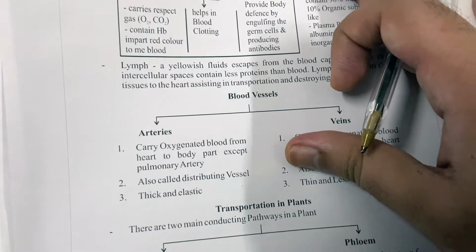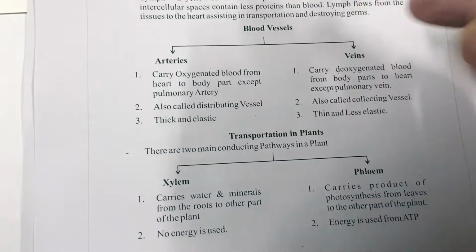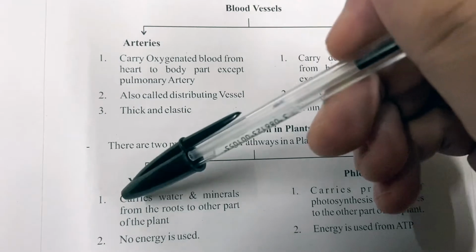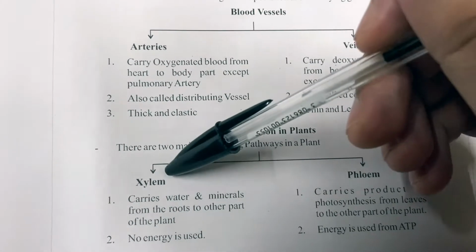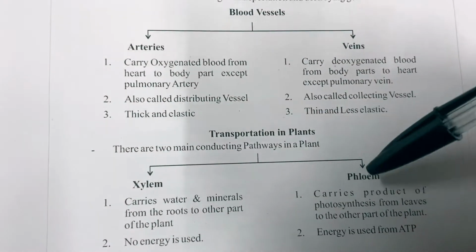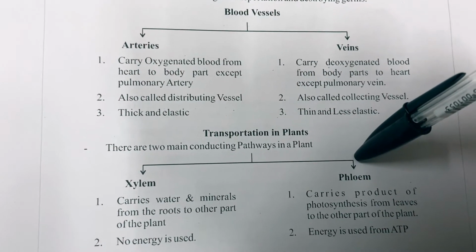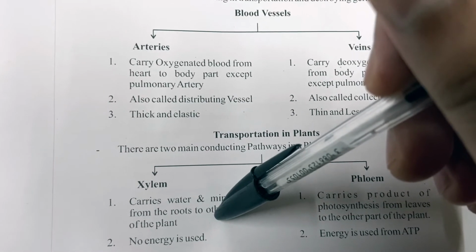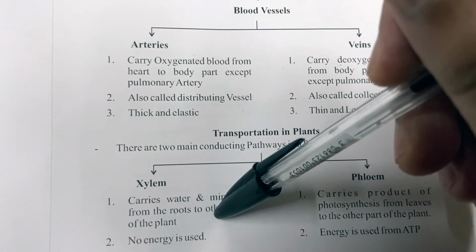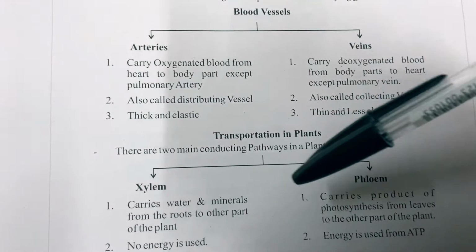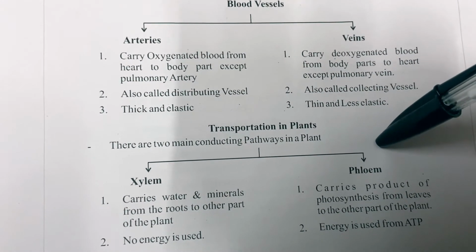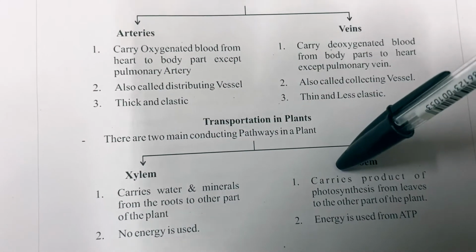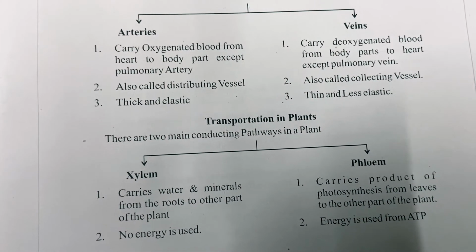Now, after studying the transportation in humans, we should learn about transportation in plants. Transportation in plants occurs by xylem and phloem. Xylem carries water and minerals, whereas phloem carries food to all parts of the plant. There is no need of energy during transportation in xylem because it occurs due to transpiration pull, whereas phloem transport requires energy. So xylem transport is a passive process, whereas phloem transport is an active process.